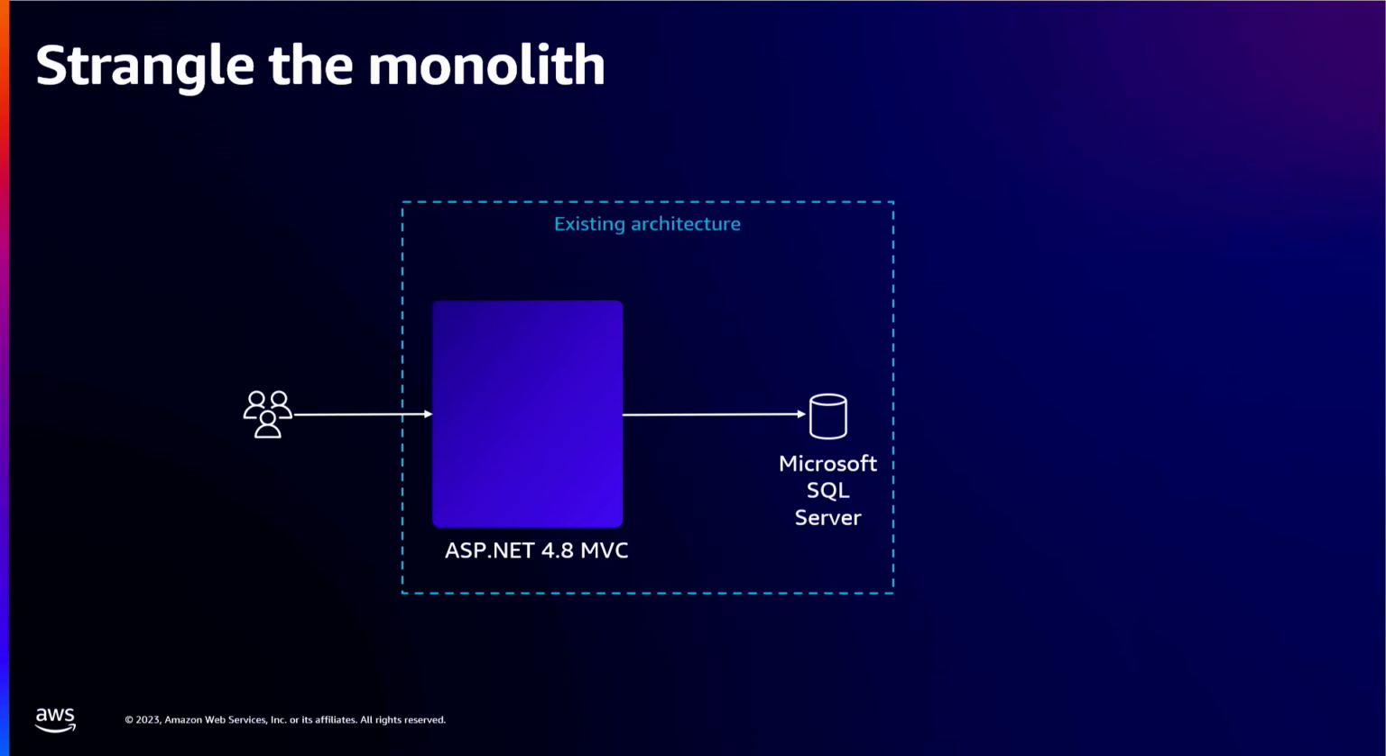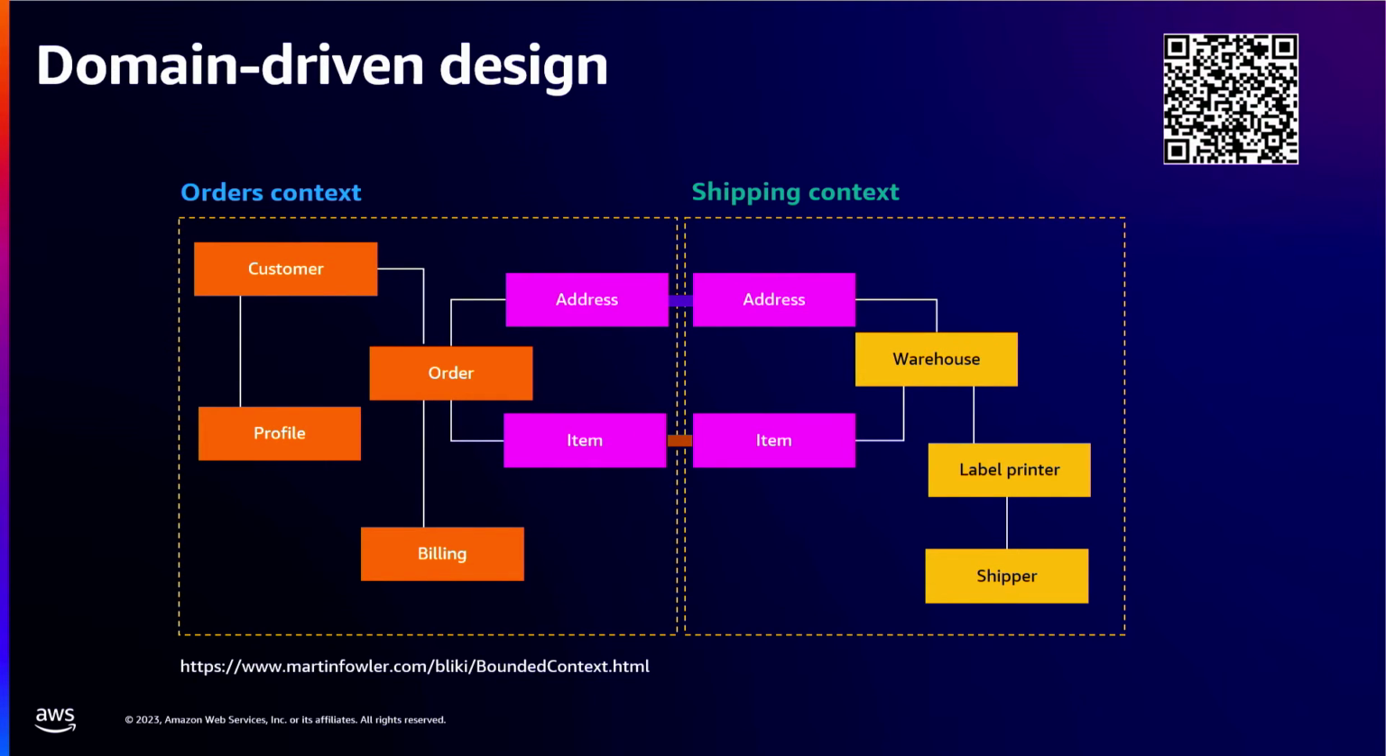So going back to Rooney's example, let us say you have this fictitious e-commerce application that was written a long time ago. So you're looking at a blue box, which is your monolith, an ASP 4.8 MVC application, backed by Microsoft SQL Server. In a scenario like this, as you're shining a light on the blue box, you're really trying to understand the bounded context in the code. You're trying to understand the business domains in the code. As an example, here you're seeing an orders context and a shipping context.